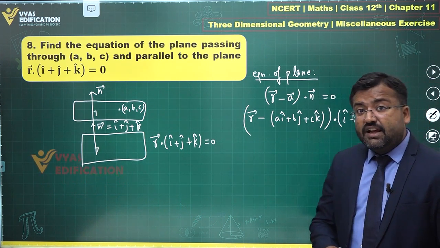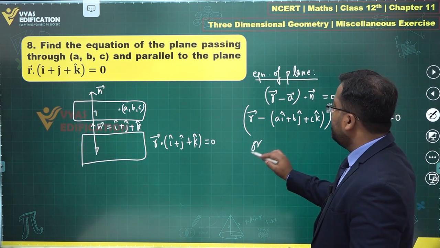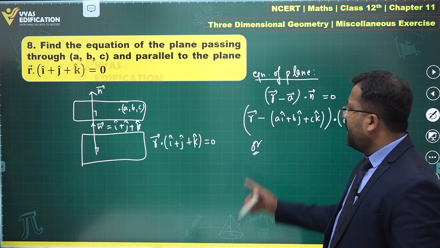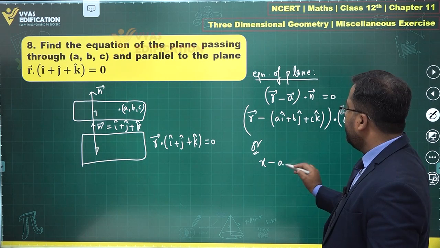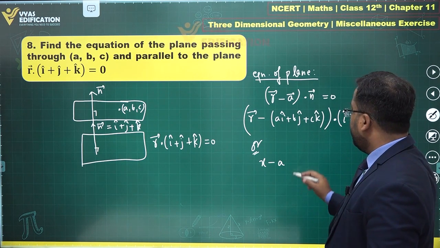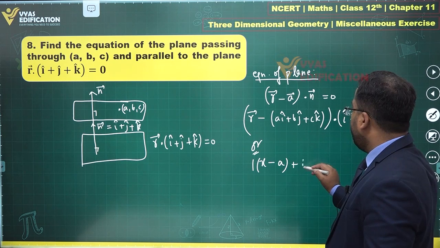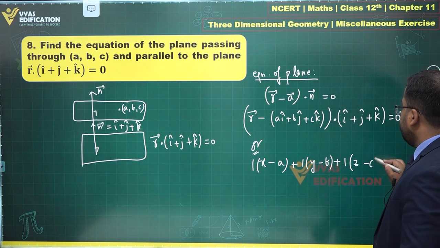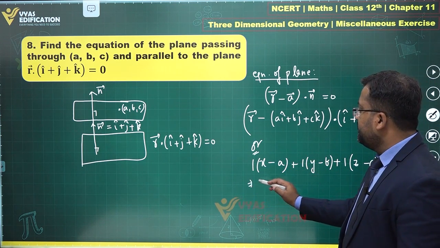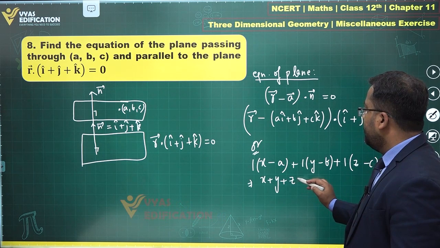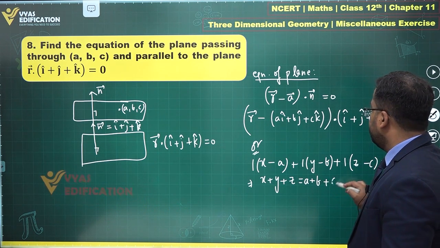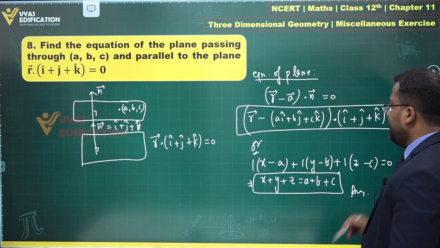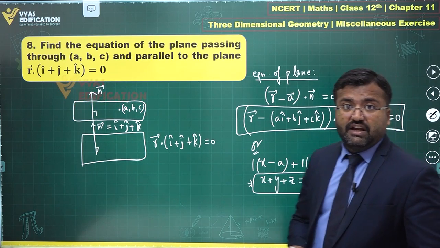That's the equation of plane in vector form, or you can write it in Cartesian form by simply replacing r vector by x i cap plus y j cap plus z k cap. This becomes 1 times x minus a, plus 1 times y minus b, plus again 1 times z minus c, which is equal to 0, and this becomes x plus y plus z is equal to a plus b plus c. This or this are the two forms for the required equation of plane, as you can see over here.